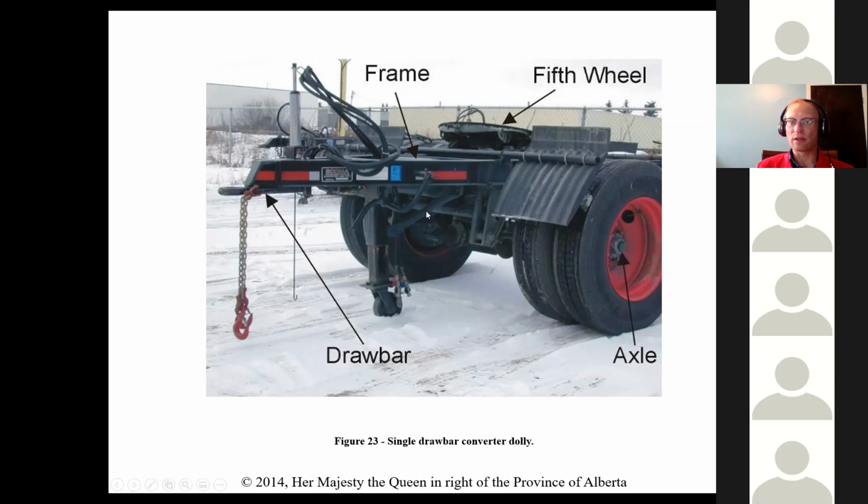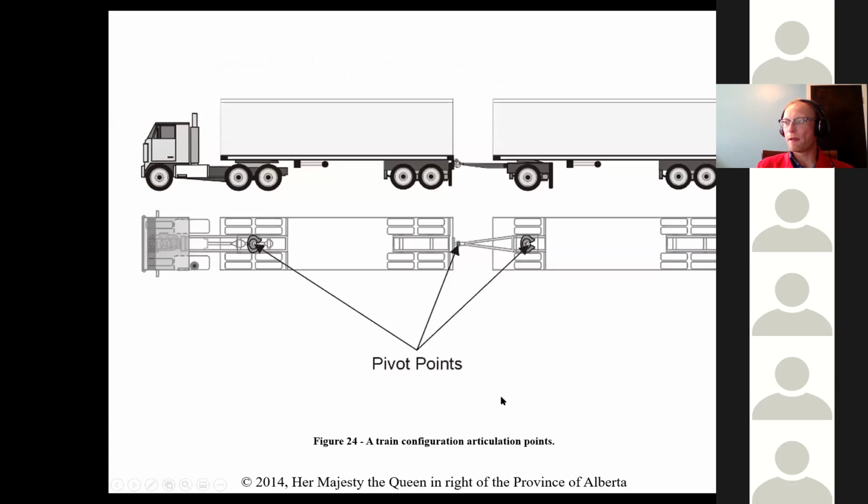I've seen all kinds of weird things put together. So our A-train articulation points: you have the first tractor with the fifth wheel, which has its one. Then there's going to be two at the back here, one at the pintle and one at the converter dolly fifth wheel. And yet again, if you added another trailer on here too, one would be at the pintle and one at the converter dolly fifth wheel.